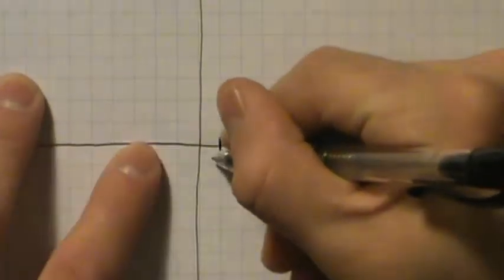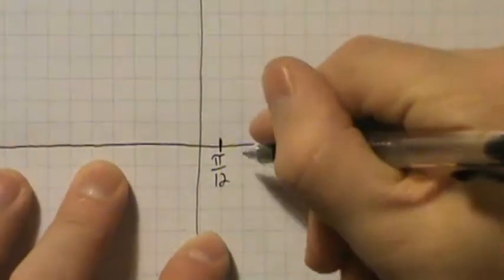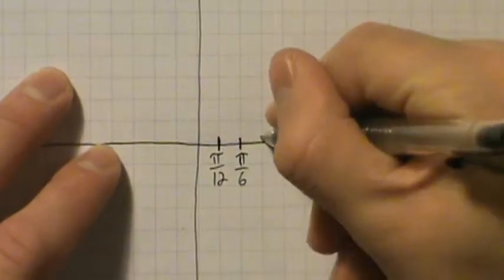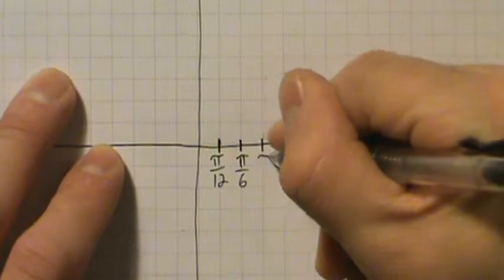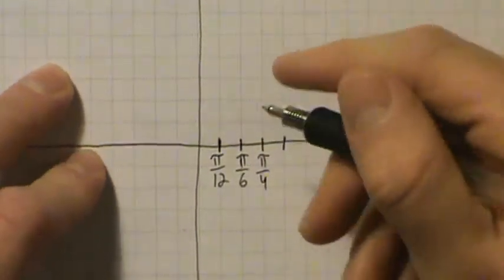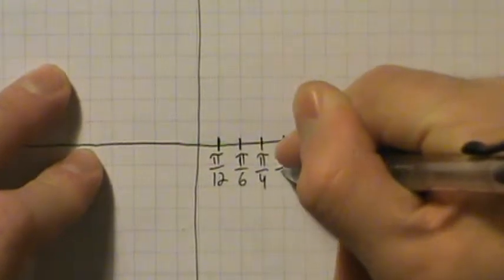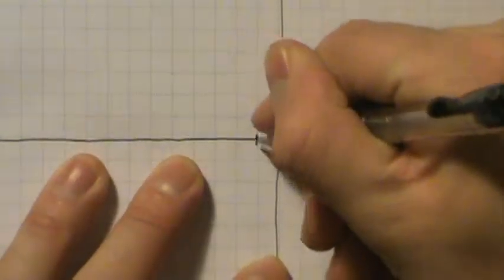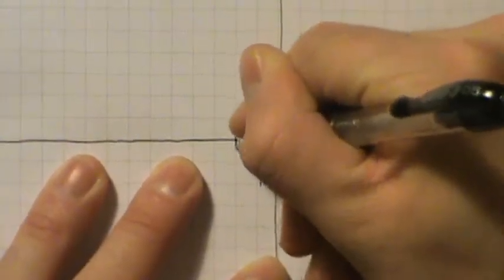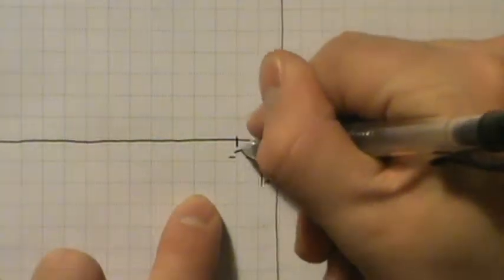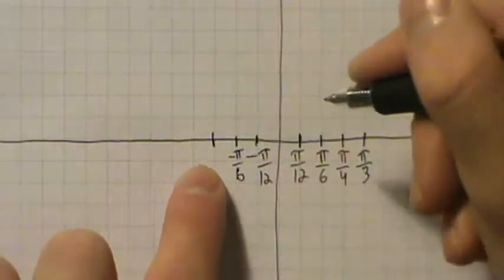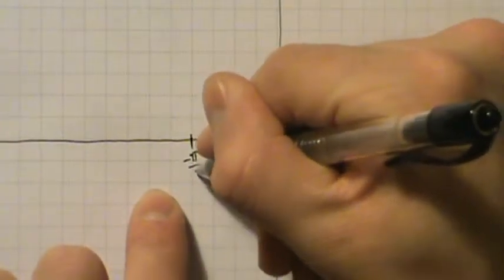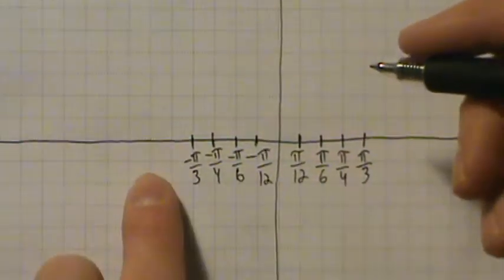So, pi over 12. This is 2 pi over 12, which is pi over 6. This is 3 pi over 12, which is pi over 4. This is 4 pi over 12, which is pi over 3. Okay, we're going to stop there and then go to the left. This is negative pi over 12. This is negative pi over 6. This one is negative pi over 4. This one is negative pi over 3. It's the exact same thing, just in the negative direction now.